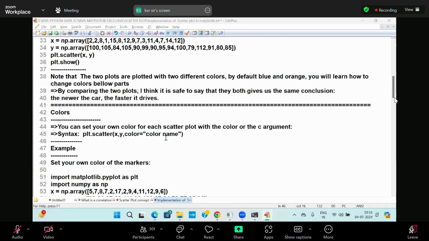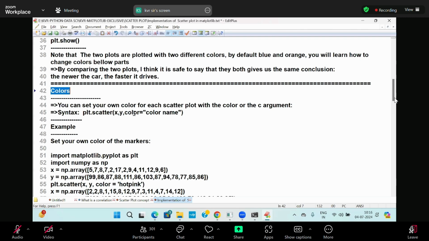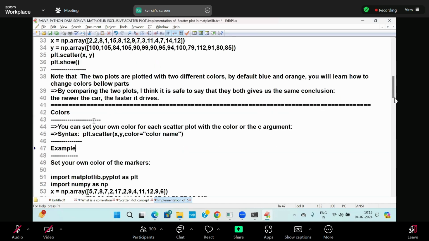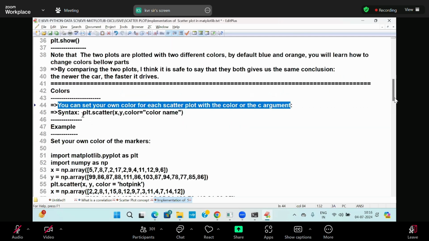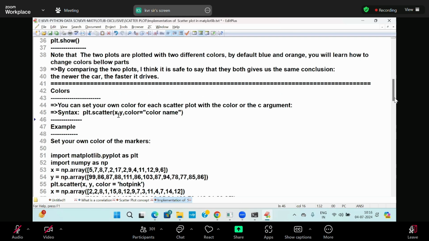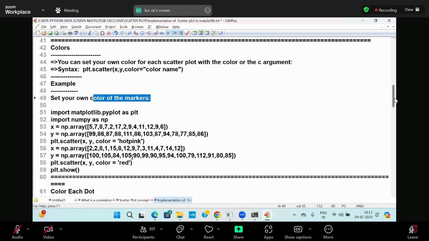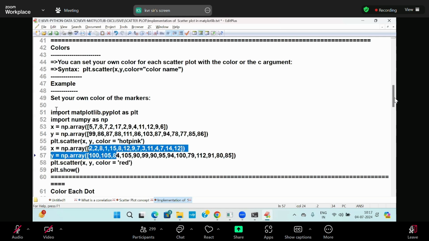Okay. So coming to the colors now. What are the default colors? Now you can set your own color for each scatter plot with the color or c argument. How do you go for it? plt.scatter(x, y, color=...) with a color name. Set your own color as a marker. Same example I mentioned. Color is equal to what? Red. Same kind of thing.